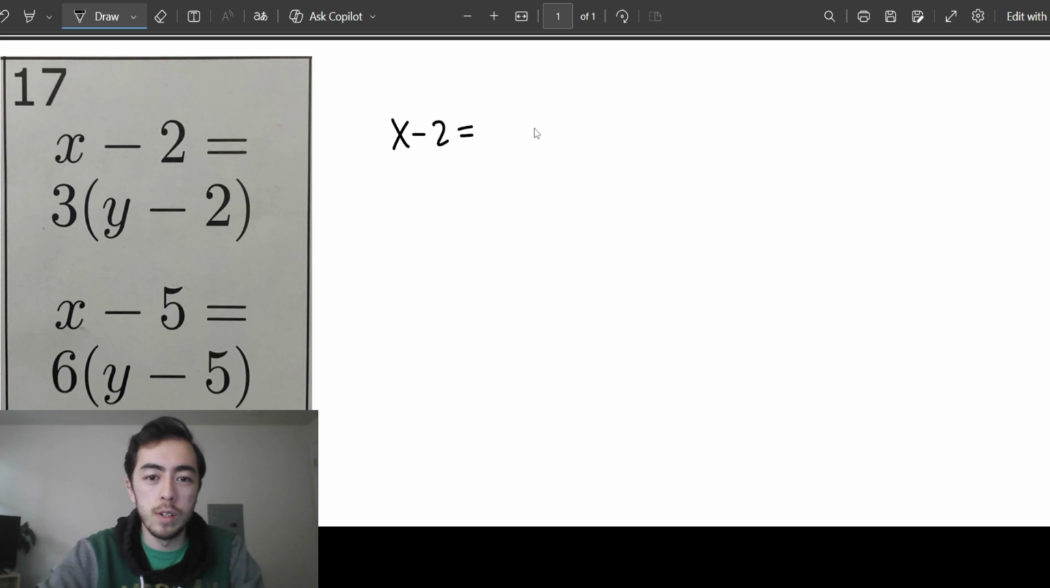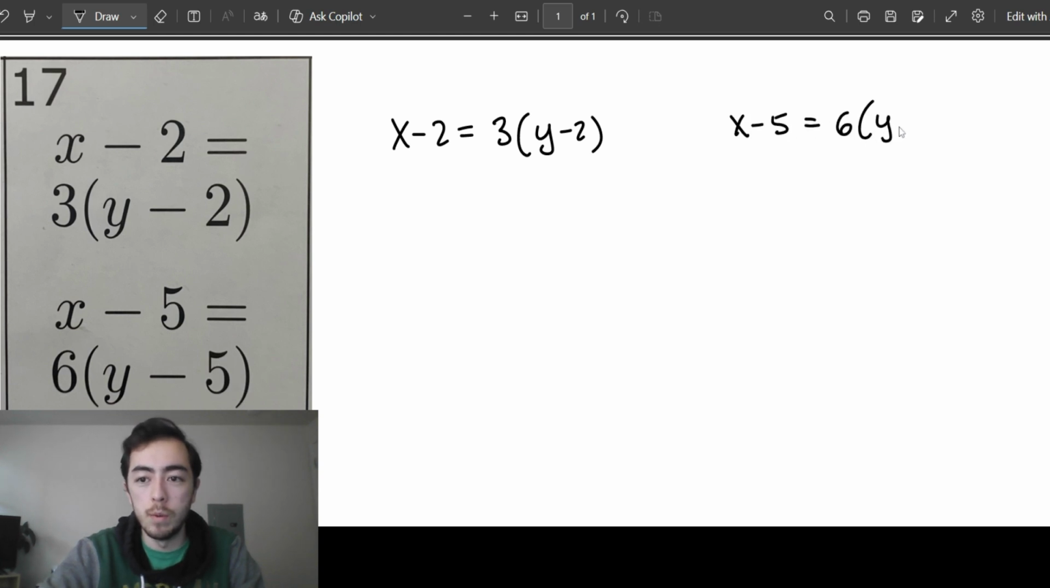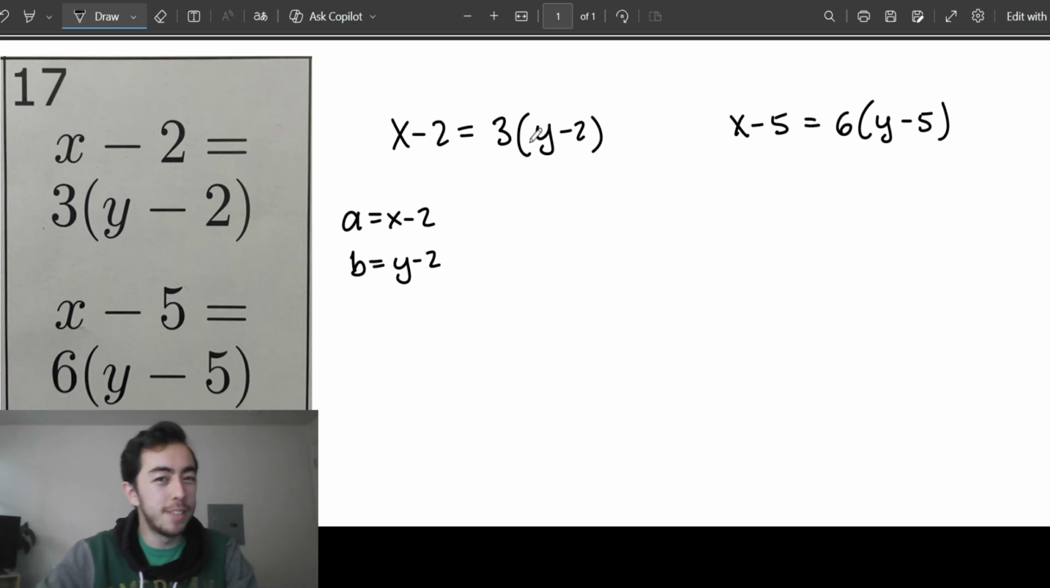x minus 2 is equal to 3 times y minus 2. And then x minus 5 is equal to 6 times y minus 5. All right. One idea that I have at the start is maybe we could do this kind of interesting change of variable stuff. As in if I say that a is equal to x minus 2 and then b is equal to y minus 2, then we could kind of simplify these equations. And you know what? I'm all for interesting ways to solve problems. So let's go ahead and see what happens here.